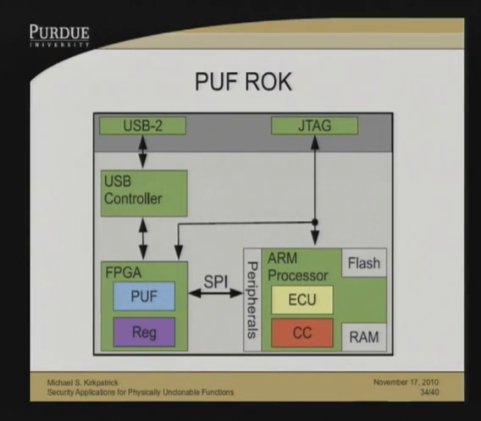So, our prototype implementation. We have this nice device that has both an ARM processor and an FPGA on it. And on the ARM processor, we were using a cryptographic library there. And then we implemented the puff and the register within the FPGA. Because we didn't really need to do anything specific with the cryptographic operations, that's why we just implemented it here.